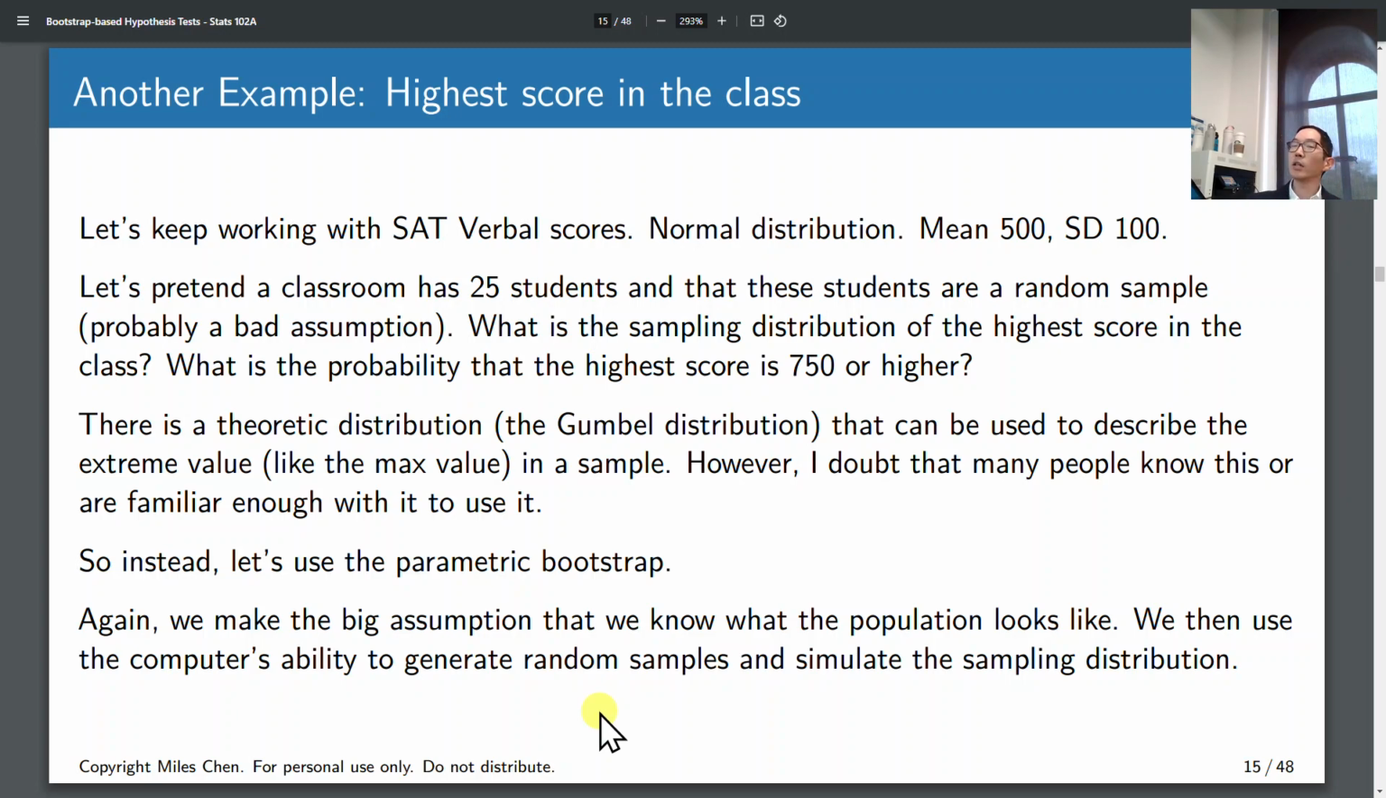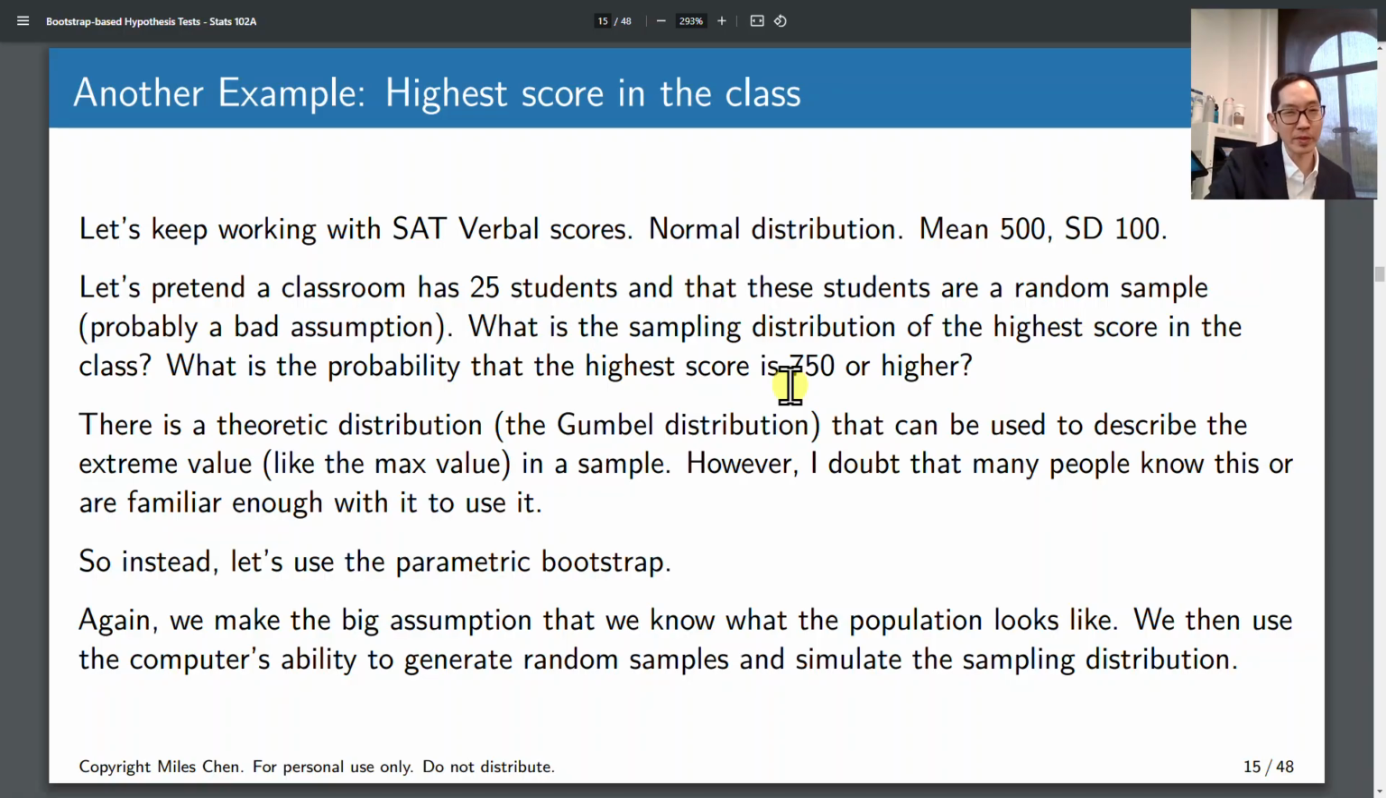All right, so in this one, let's keep working with SAT verbal scores. And let's pretend we have a classroom of 25 random students. I don't know if classrooms are ever random, but let's just assume we have 25 random students. What we're going to do is look at the highest SAT score. All 25 of these students took the SAT, and we're going to say who got the highest score. And what's the probability that the highest score is 750 or higher?